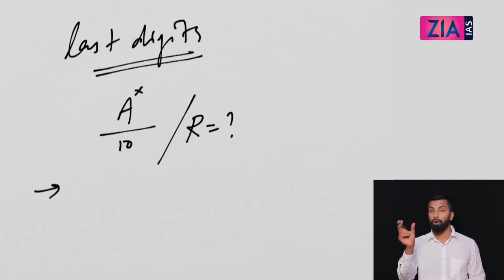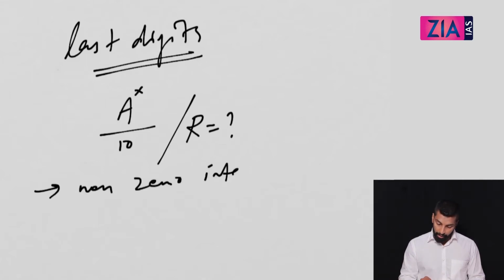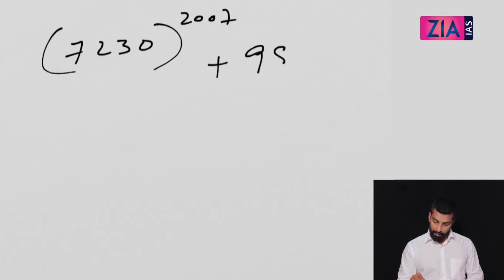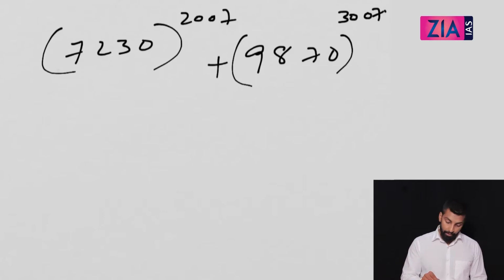What is the rightmost non-zero integer or last non-zero integer? Okay, non-zero integer. I give you a question like this: 7230 raised to 2007 plus 9870 raised to 3007. So I'll ask you, what is the last non-zero integer? Okay, so that is a question. So how will you solve it?